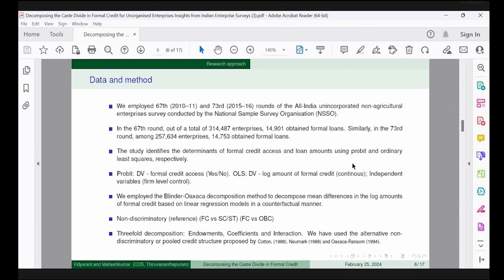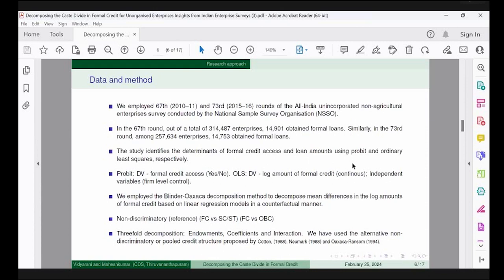In the probit regression analysis, we are mainly focusing on participation, which means how unorganized enterprises get into the formal credit market. What are the determining factors affecting getting into the credit market? And second, even if they get into the formal credit market, they may not get a fair amount of loan. For examining that, we employed the ordinary least squares method. Additionally, in order to decompose the credit gap between the different caste groups, we employed the Blinder-Oaxaca decomposition method to decompose the mean differences in the log amounts of formal credit based on linear regression models in a counterfactual manner.